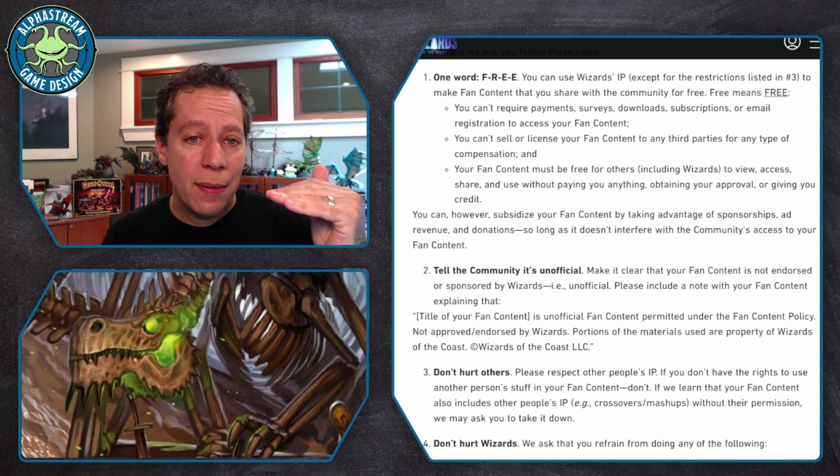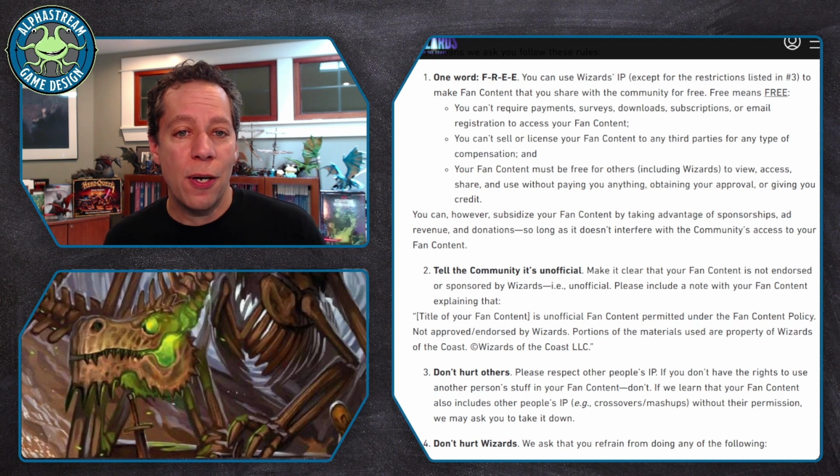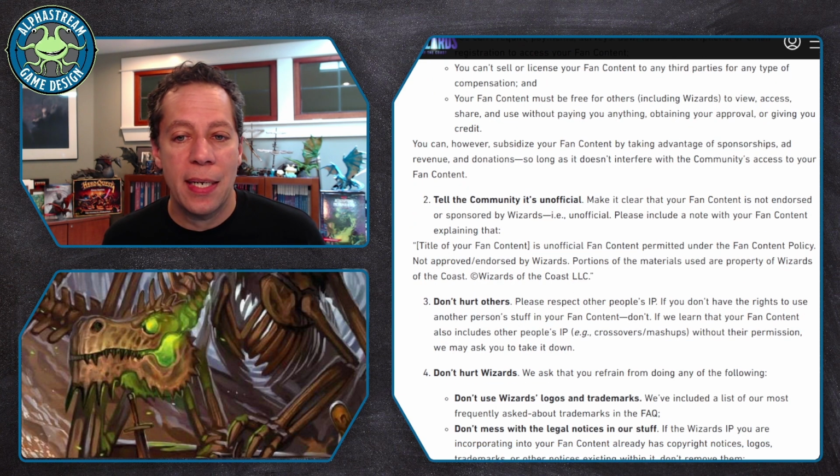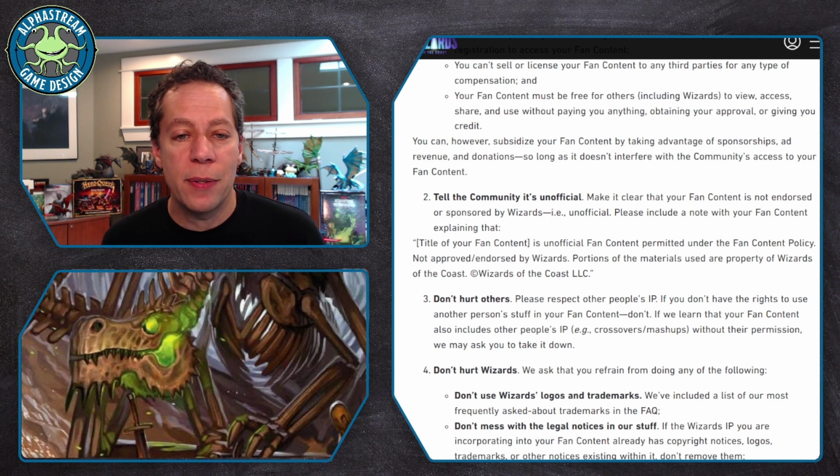And all of these things stand on their own, right? So you can't require payments for your fan content stands separately from the next bullets, right? These are all individual things. What they do say is you can subsidize your fan content by taking advantage of sponsorships, ad revenue, and donations as long as it doesn't interfere with people getting to it. So this is that kind of thing we were talking about where, if you have a Patreon, that's fine. It just can't be that the file is only available to Patreon subscribers, right?